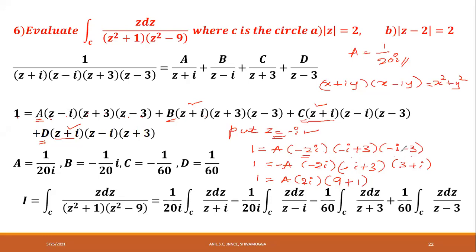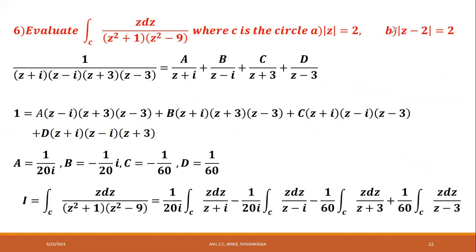Here you take one negative sign as common factor. This becomes 3 plus i. Therefore, 1 is equal to minus into minus 2i is plus 2i into a, 3 minus i into 3 plus i. 3 plus i into 3 minus i is the real part square plus imaginary part square. Here real part is 9 and imaginary part is 1. 9 plus 1 is 10. 10 into 2i is 20i is equal to 1. Therefore, a is equal to 1 divided by 20i. Similarly, we shall find the value of b.